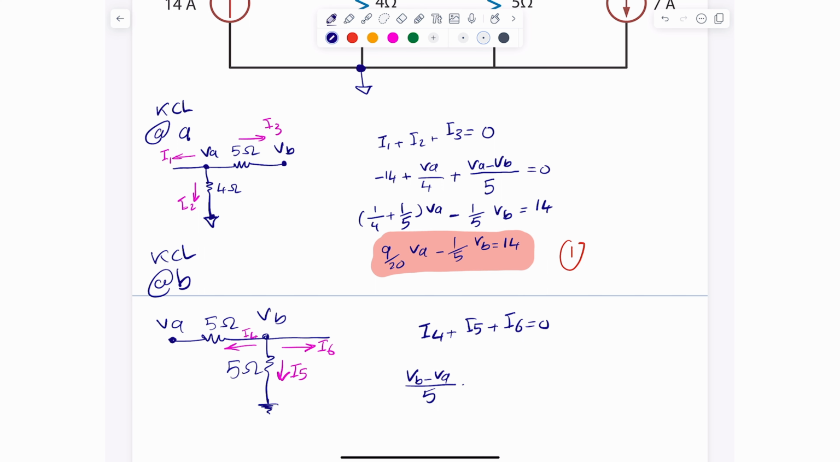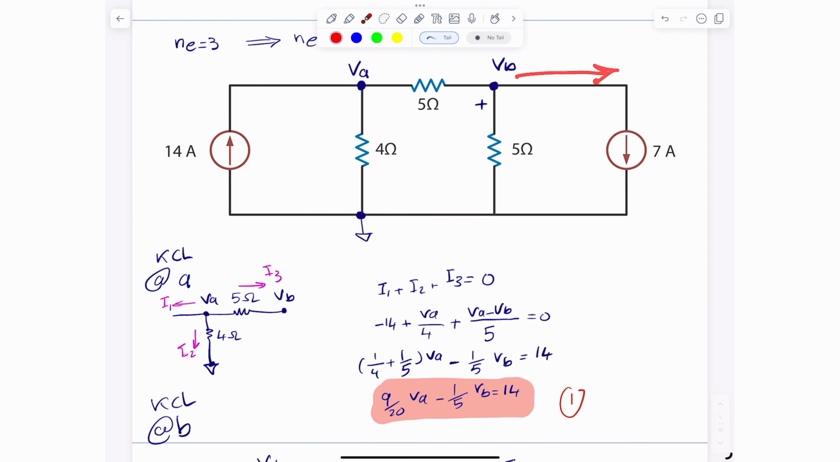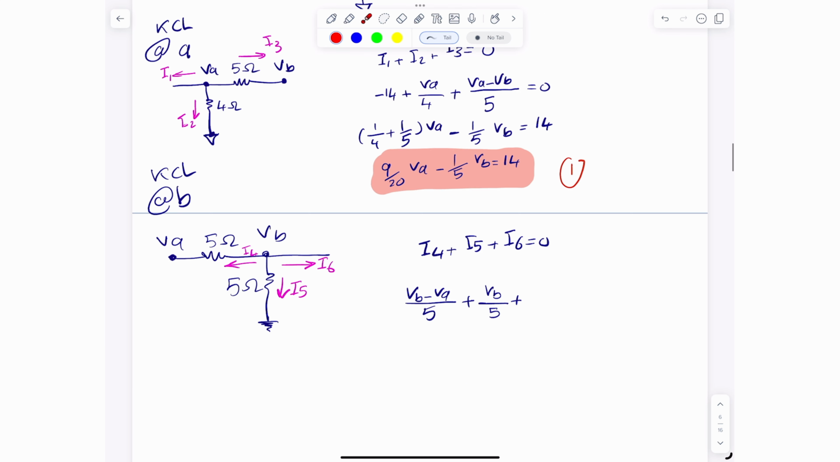Okay, what about I5? I5 is just a simple implementation of Ohm's law. It's VB divided by 5. What about I6? It's leaving VB, and I know what it is. It's just 7 amps, so all I have to do is say plus 7. And that's the second equation that we got from nodal analysis.